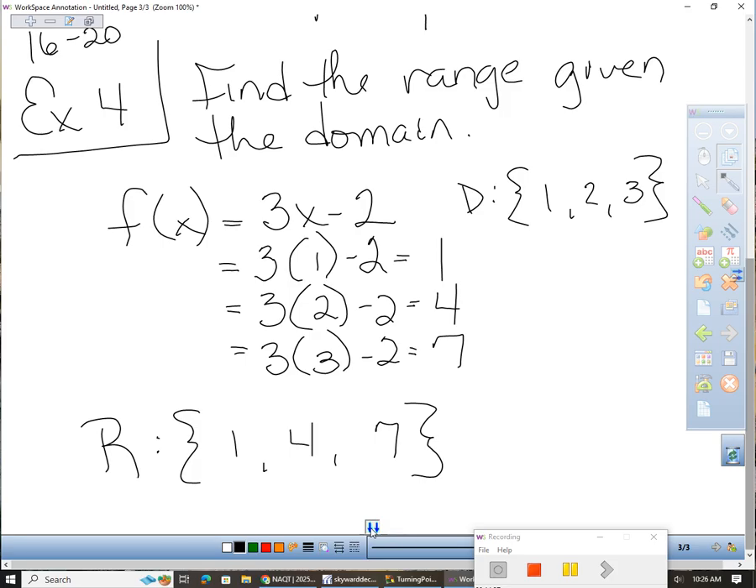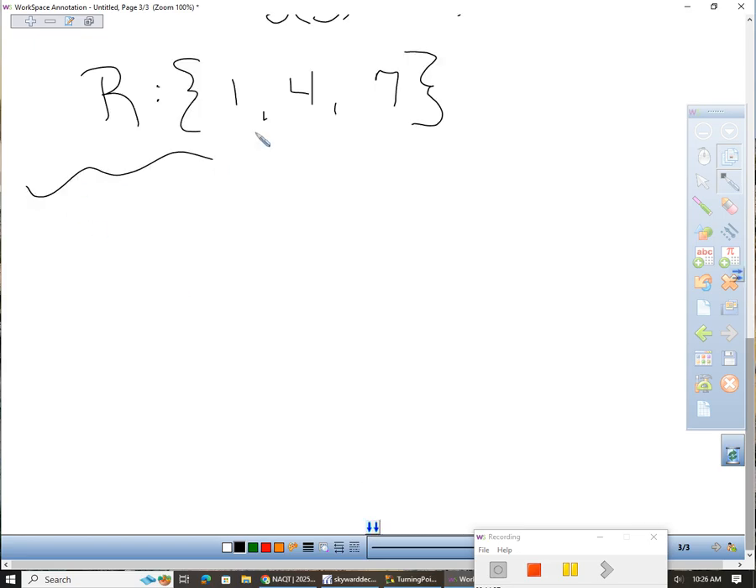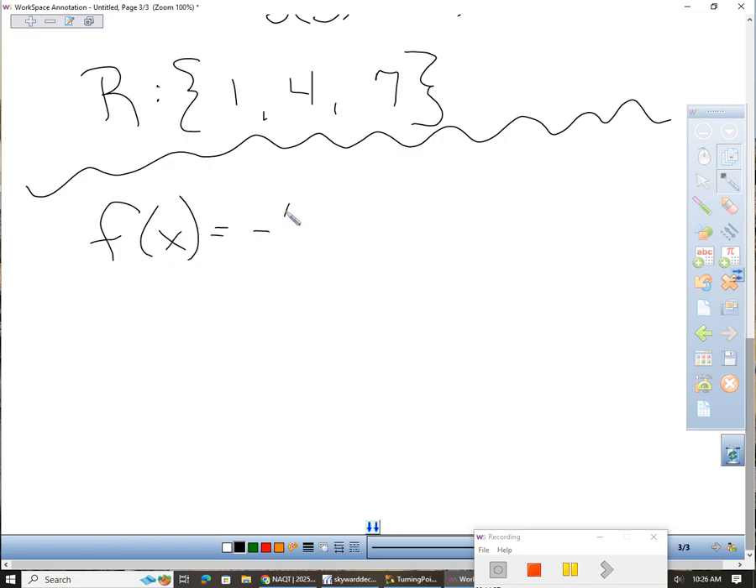Let's do another one. I'll keep it in the same example, though. I'm going to say I have f of x equals negative 2x plus 5, and my domain is 0, 1, and 5. So where do I plug this 0 in? Do I put it in for this x or this x? The second one, because again, what does f of x mean?